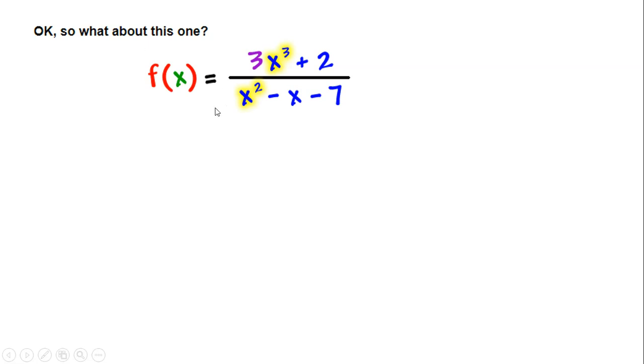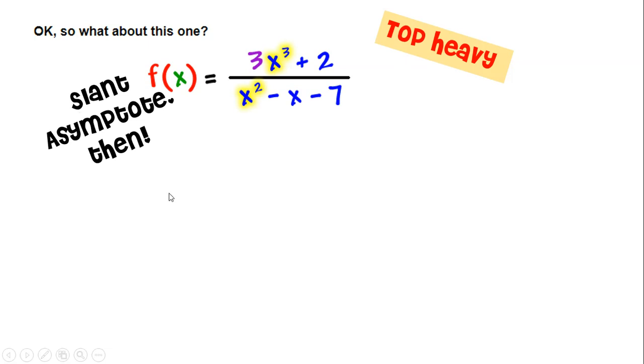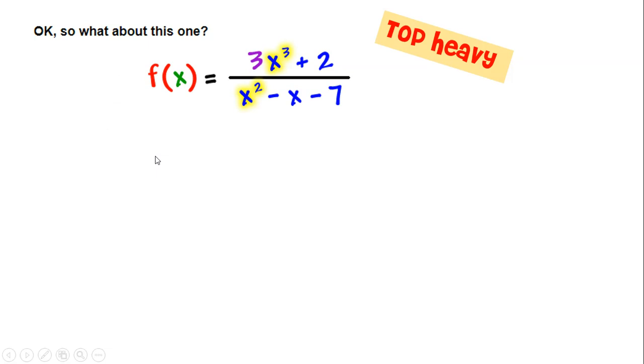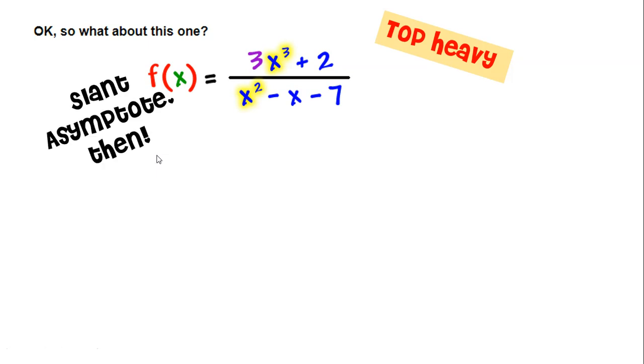Then, what about this one? The rational function is 3x cubed plus 2 over x squared minus x minus 7. Okay. With the leading degree from the numerator, 3, and the leading degree from the denominator, 2, now we can see this is the case of top heavy. The degree of the numerator is greater than the bottom. From the previous slides, we remember with the top heavy cases, we're supposed to have the slant asymptote. Slant asymptote, right? Okay, then we remember this.